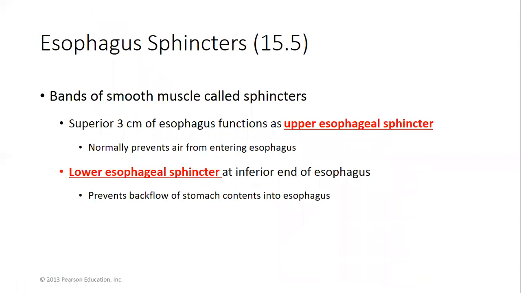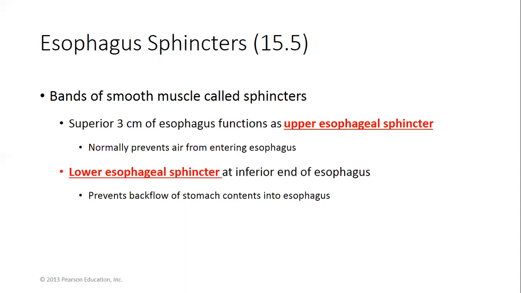In the esophagus, you have two sphincters, an upper and a lower esophageal sphincter. And sphincters in your body are just round circular layers of smooth muscle that can constrict and dilate to regulate the movement of food beyond that sphincter.